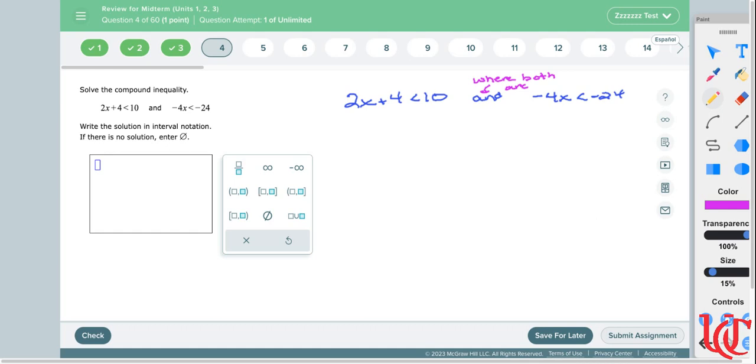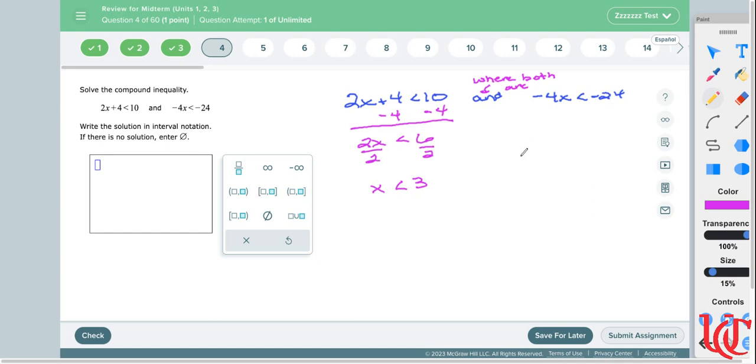So I'm first going to subtract my 4. I'm going to do one of these at a time because it's really like I have two problems to do in one. So I have 2x is less than 6. Divide both sides by 2. Divide by 2. So I have the less than, and I have 3 and x.